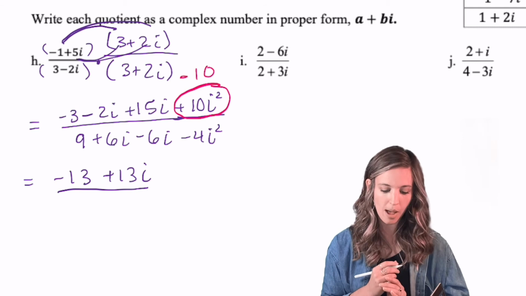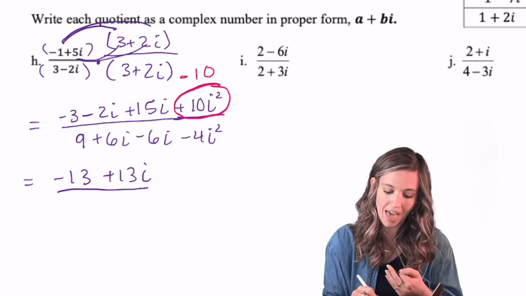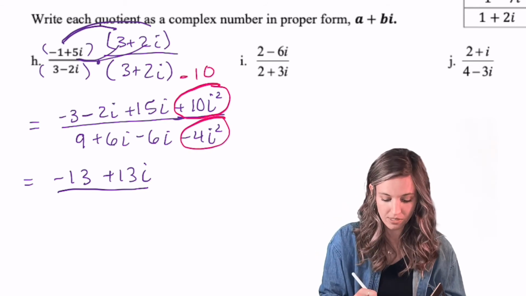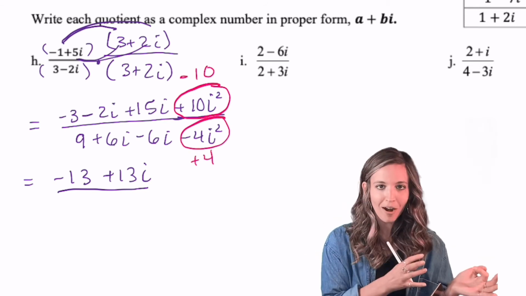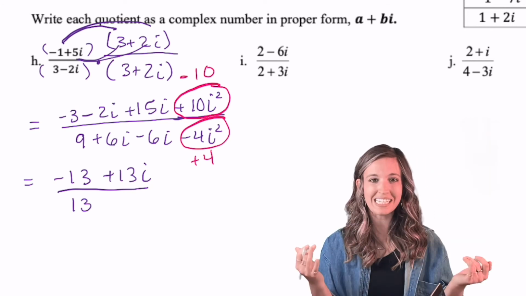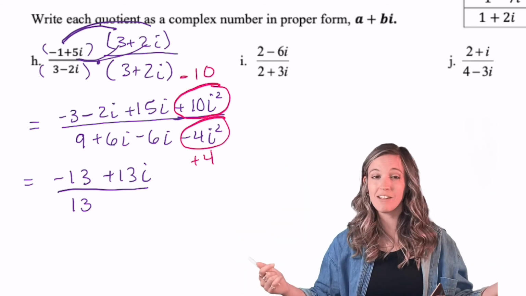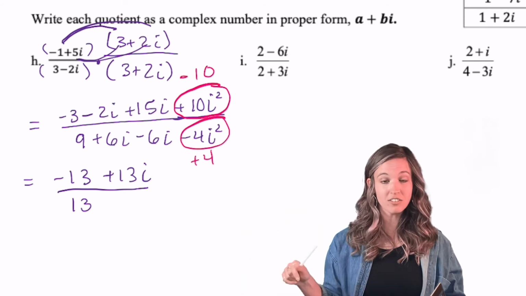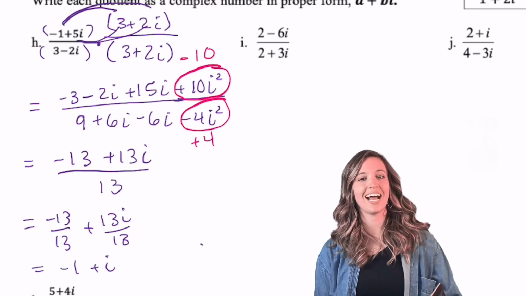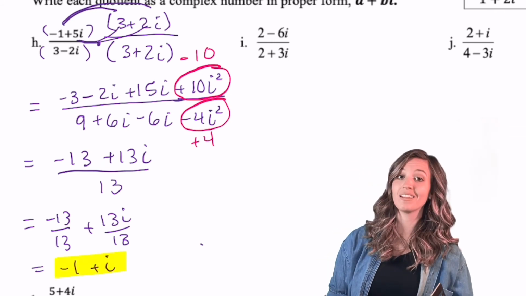Okay, same deal with the denominator. Let's look to see what we have. We have some i's that we can combine, and we have that minus 4i squared. Well, i squared is really -1. -4 times -1 is positive 4. Real parts, 9 plus 4 is 13. Imaginary parts, 6i minus 6i. Oh, those add out. So I'm left with -13 plus 13i, all divided by 13. So I got -13 divided by 13 plus 13i divided by 13. Well, those 13s divide out, so I'm left with -1 plus i.